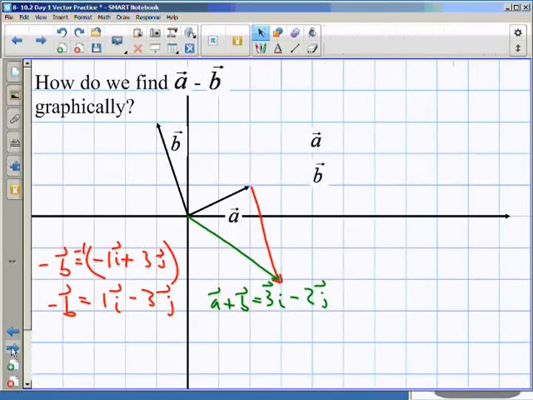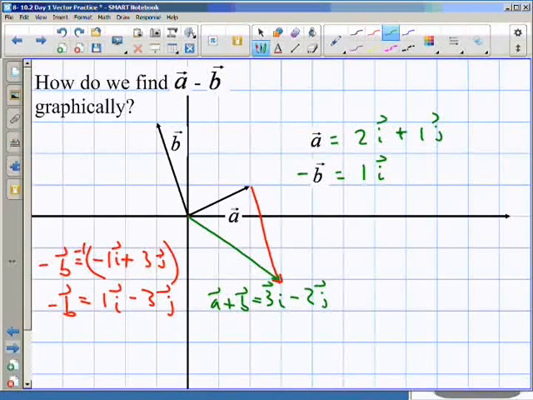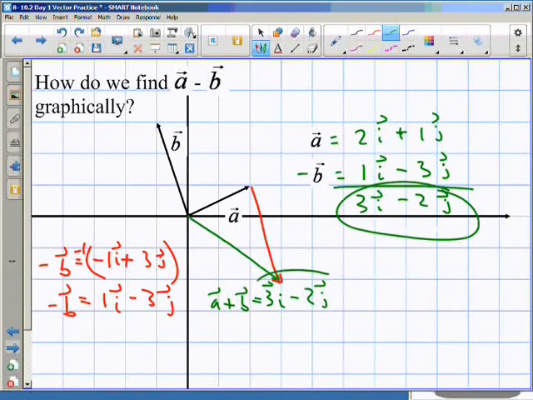And let's see if we can get the same answer with components. The a was 2i plus 1j, and the negative b was 1i minus 3j. We add these two and we get 3i minus 2j. Sure enough, that's how we subtract. Not a huge step. Distribute a negative and we get subtraction.